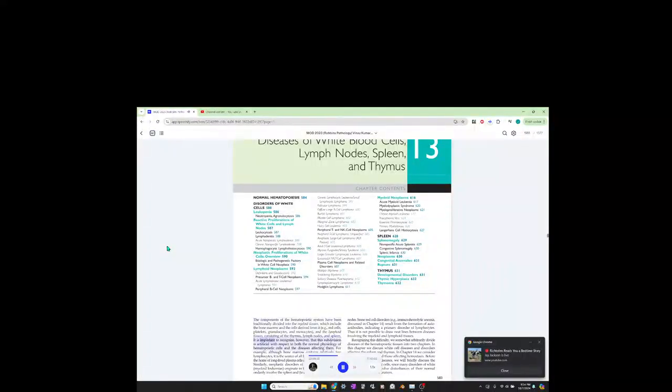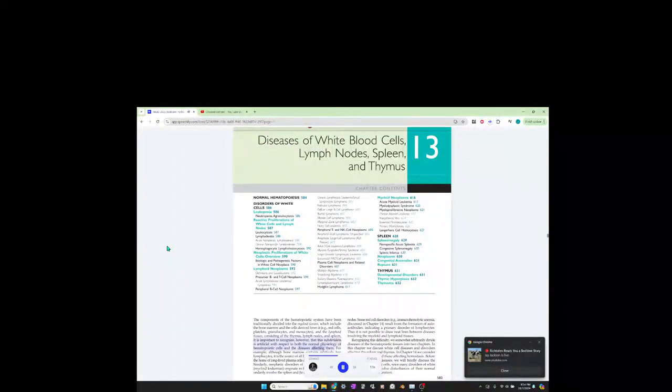It is important to recognize, however, that this subdivision is artificial with respect to both the normal physiology of hematopoietic cells and the diseases affecting them. For example, although bone marrow contains relatively few lymphocytes, it is the source of all lymphoid progenitors and the home of long-lived plasma cells and memory lymphocytes.